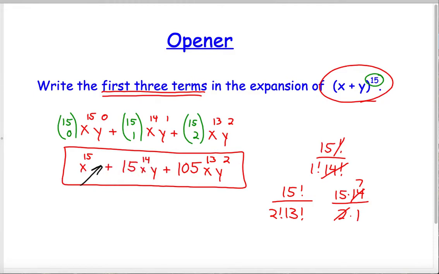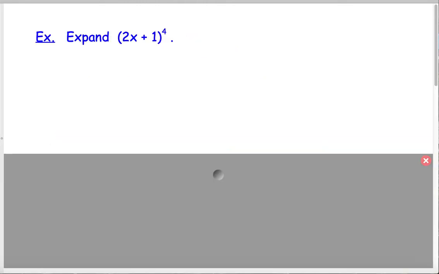14 plus 1 is 15. 13 plus 2 is 15. And notice that the exponent of y always matched the bottom number in our n choose r. 1 matches with 1. 0 matches with 0. Okay, so let's try some problems. And you might want to hit pause, try them, and then compare and see how you did. It's better than just watching me walk through them.